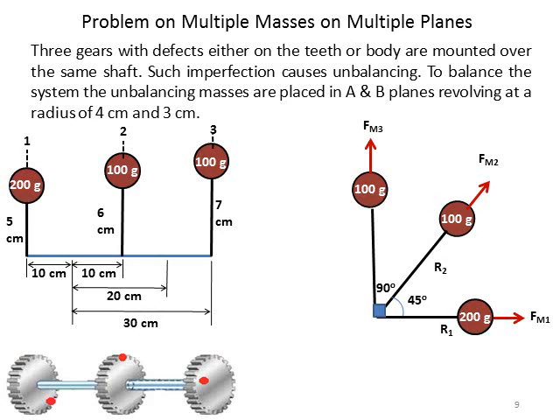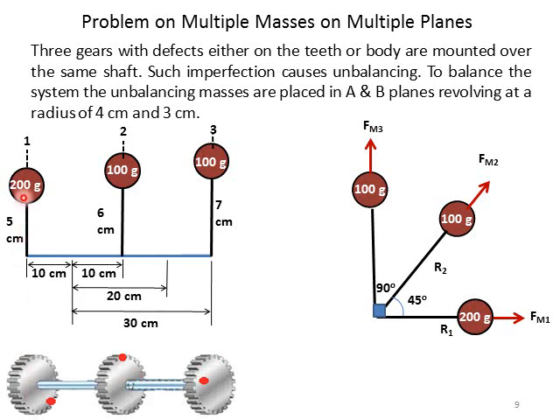To clear any ambiguity, let's do an example. This example is problem based, and the problem is taken from a real life situation. At the bottom you can see there are 3 gears. They are mounted on the same shaft, and each of the gears has some defect. Maybe the teeth are broken, or maybe there's some casting defect such as blowholes. Because of these defects, there are unbalanced masses.